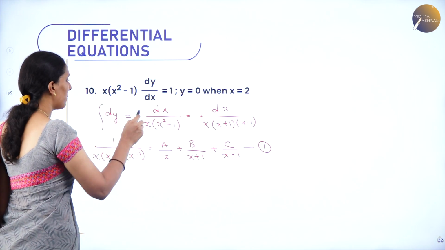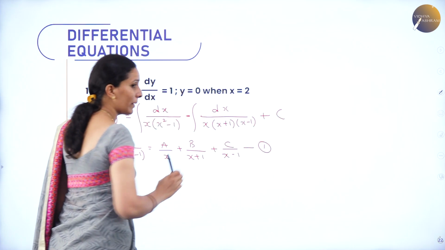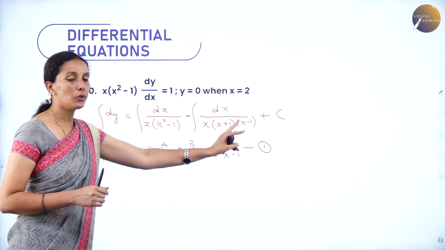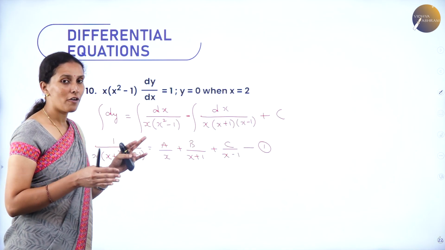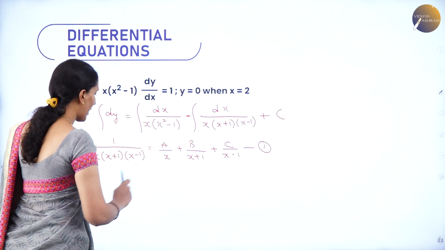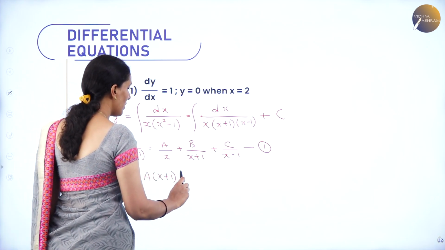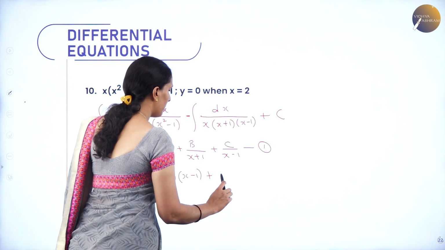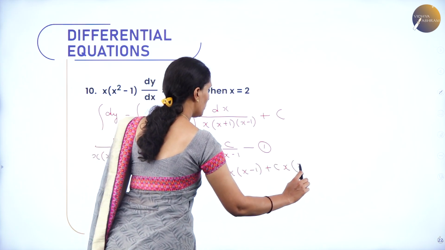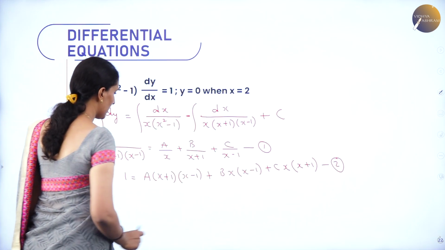Why? Because if I apply the integral to this, it can be solved by the method of partial fractions, because we have a quadratic expression which can be separated into 3 factors, and hence by the method of partial fractions we will integrate this. So now 1 = a(x + 1)(x - 1) + b x(x - 1) + c x(x + 1). Let me take this as equation 2. Now we have 3 factors here.